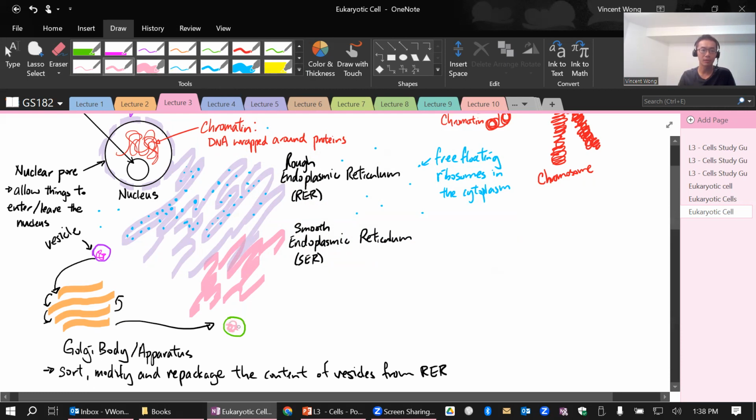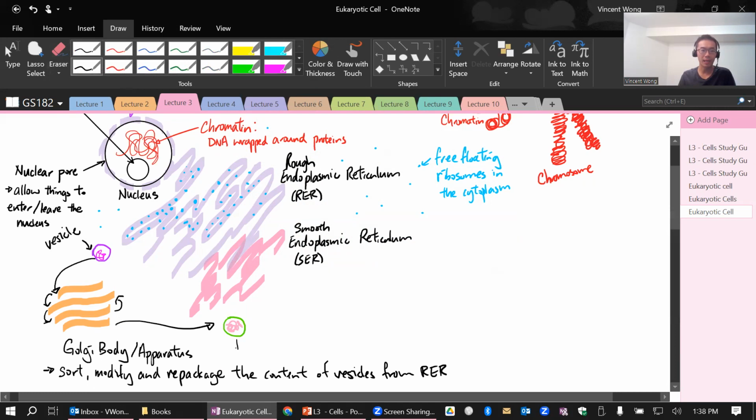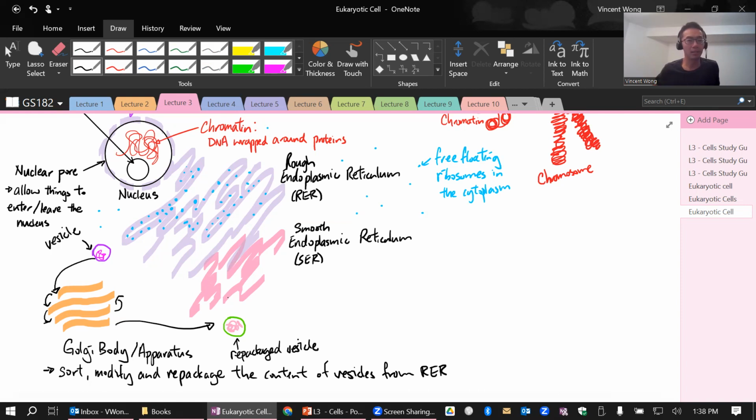I'm just going to use a different color. So that is a repackaged vesicle. It's still protein inside. It's just got a little bit repackaged. It's revamped. It's better now. It's ready for use, essentially.